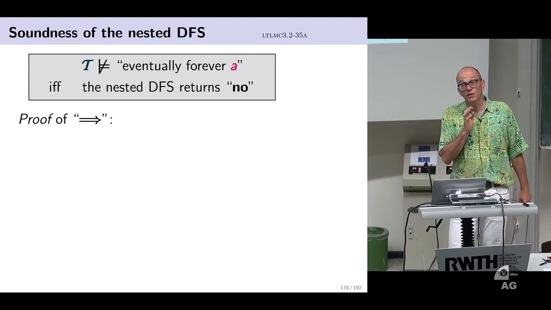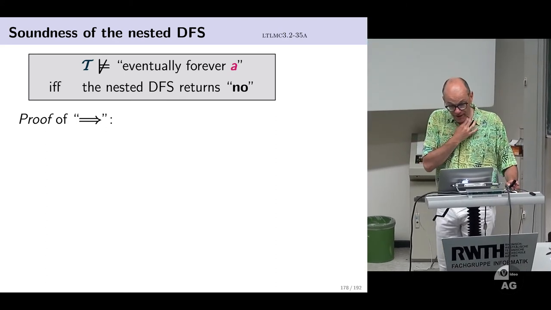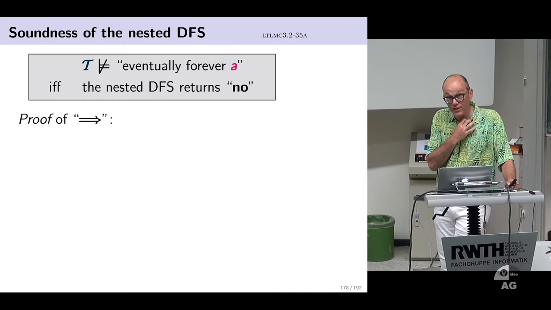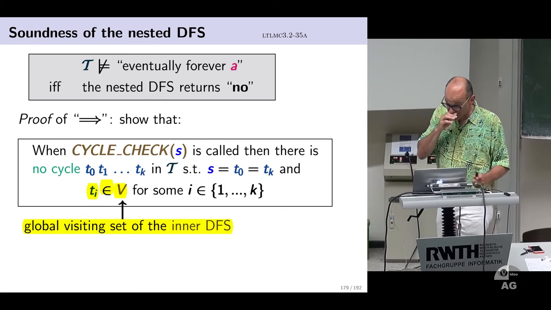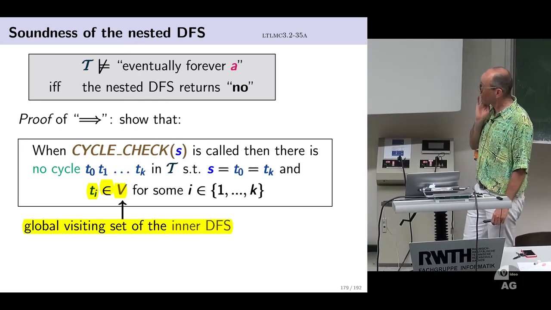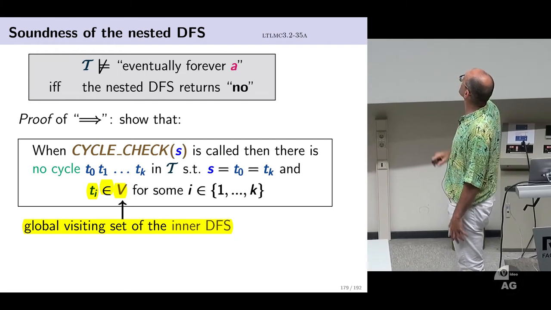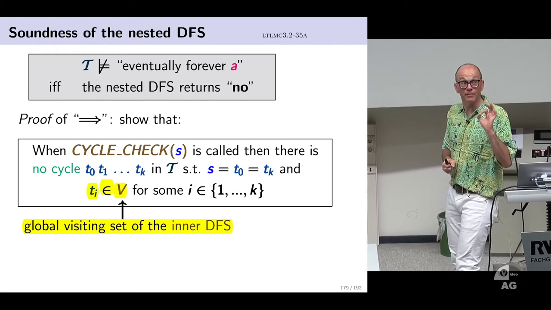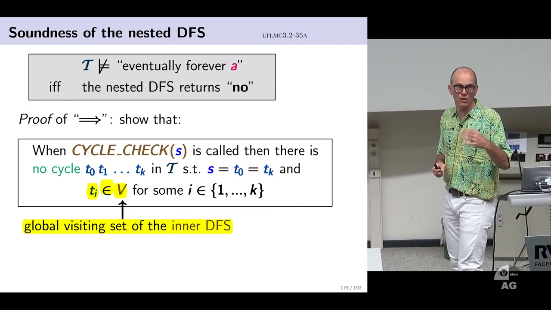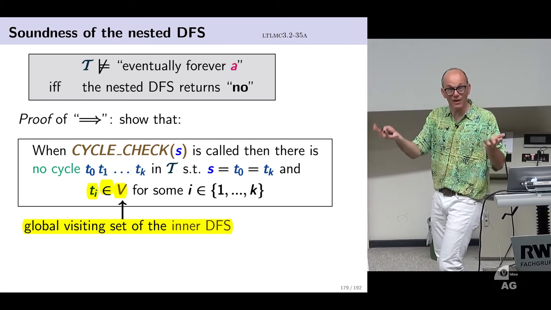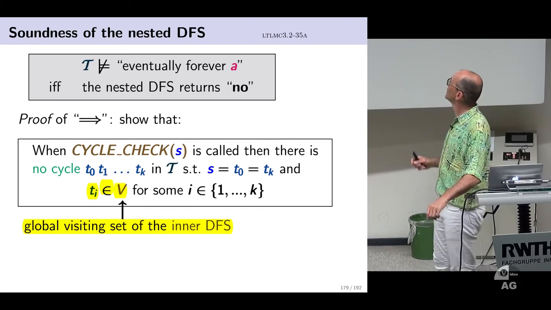The hard part is this part. T violates eventually forever A, and now we have to prove that the nested DFS returns no. Good. So the key lemma is the following. The key lemma says, if you invoke the cycle check, remember the key point is, when do we invoke the cycle check? So it's not so surprising that in the correctness proof there is some lemma that says exactly, if you invoke it on the right time, you get the right answer, basically.